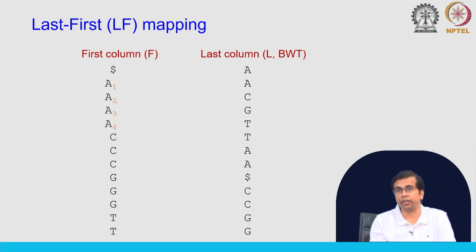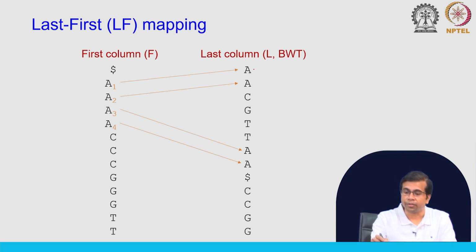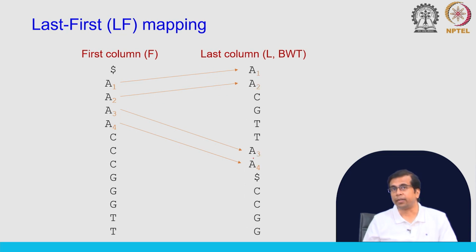Okay. So, what it means now is if we number these A's in the first column as A1, A2, A3, A4, we are distinguishing these 4 A's by these subscripts. Okay. What it means is that these 4 A's actually correspond to these 4 A's here in the last column. This correspondence is shown by these red arrows. And if they are corresponding to the same base in the reference sequence, we can also number these A's by A1, A2, A3 and A4. So, this is what we mean by last first mapping.